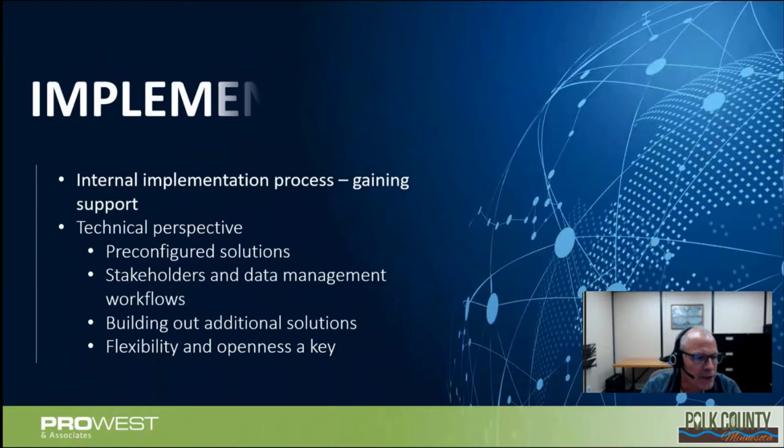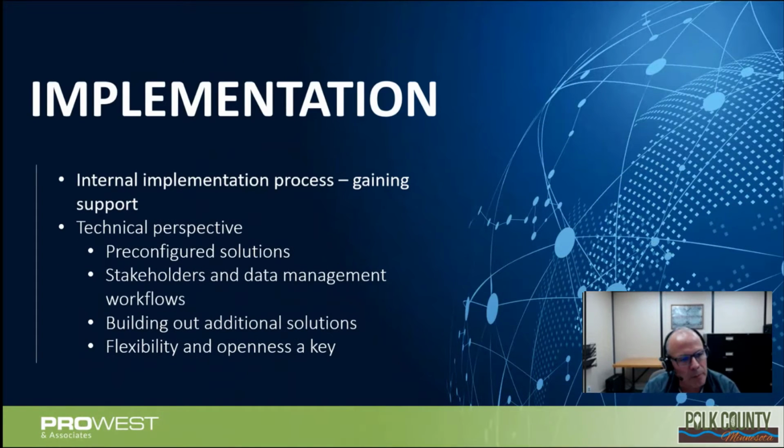Implementation. Internal implementation process. We were building a team. We wanted to get our stakeholders involved with the build. We worked with our long-term partner, ProWest, our county assessor, taxpayer specialist auditor, and our IS department. Working with our team, we met several times discussing how we wanted items to work, what we wanted to present to the public, tried to get everybody involved in the build process.